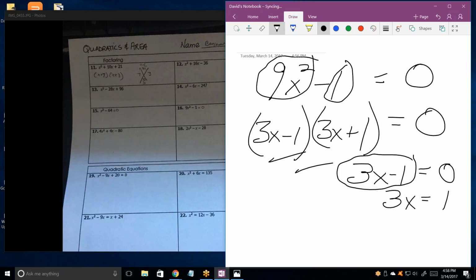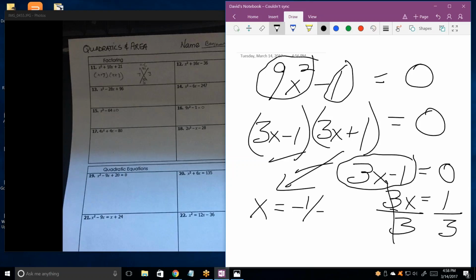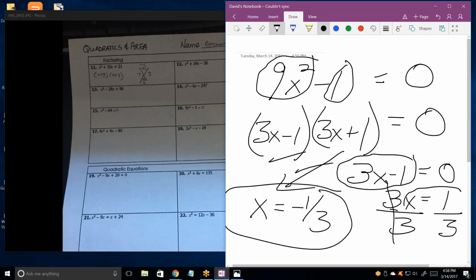I want to get rid of the 3. What is the 3 doing? It's a multiplier, so I got to divide. You're always doing the opposite of whatever that number is doing. And I get x equals plus 1/3. Now, if I do the same thing for that term, I get x equals minus 1/3. Both of those are valid solutions.